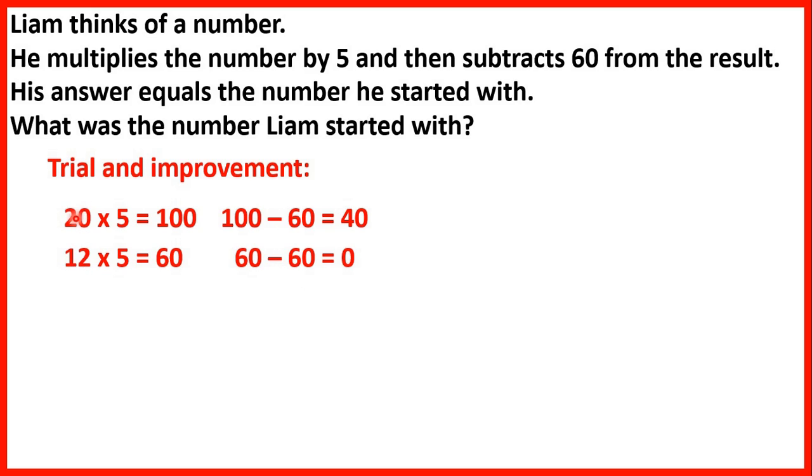So when we tried 20, what we got was too many, and when we tried 12, what we got was too few. So we know that we need to find or try a number between 12 and 20. So then if we tried 15, we'd find that it would work because we get 15, and that's the number we start with.